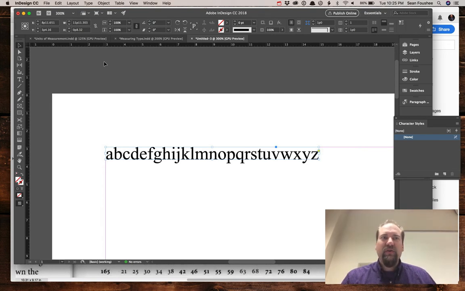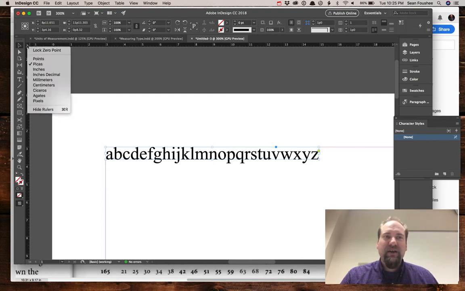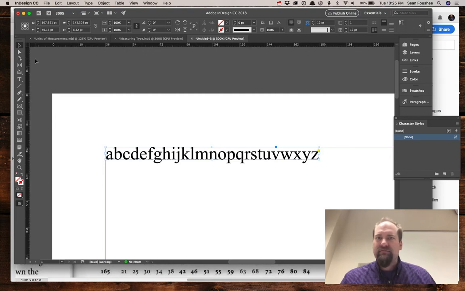Fractional points. Terrible. How do I do this? Well, I'm going to change my rulers up here to points, and I get 143 and some change, give or take. 143 points. So that means if I'm using 12 point Times New Roman, the lowercase alphabet is about 143 points in length.